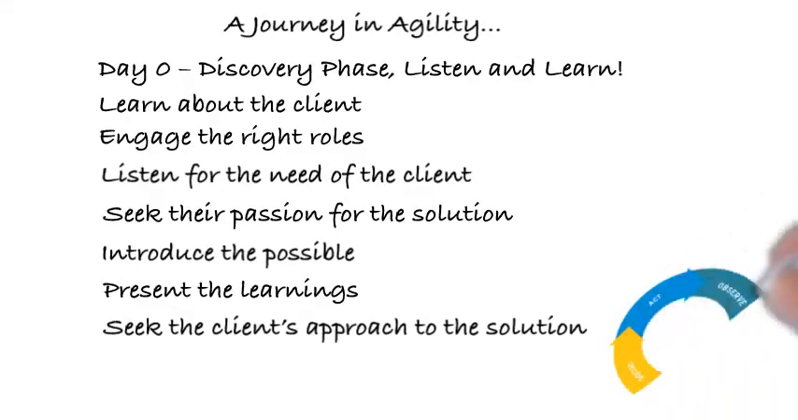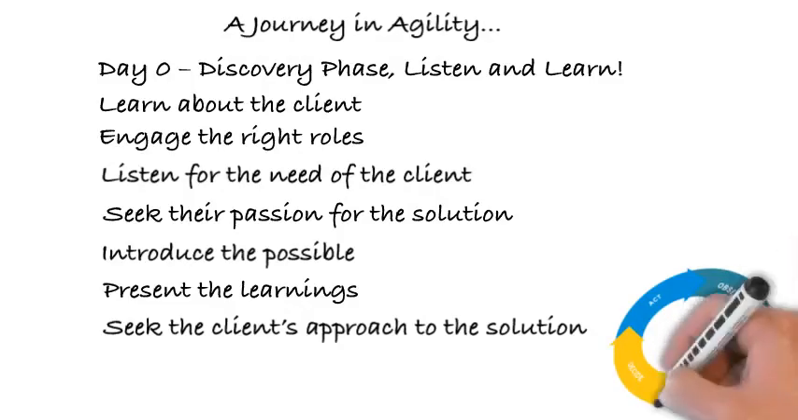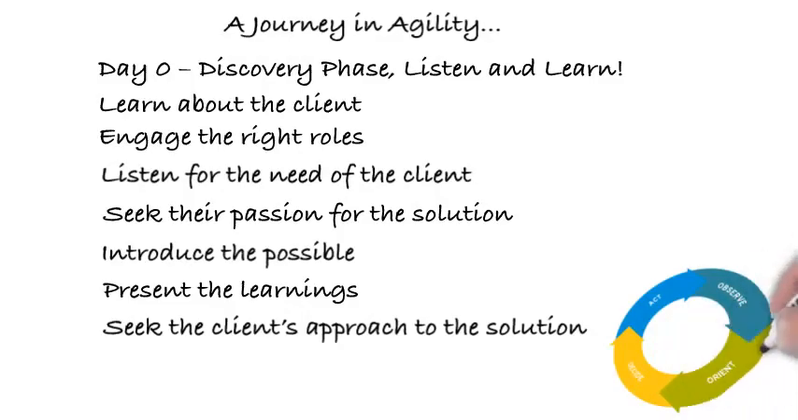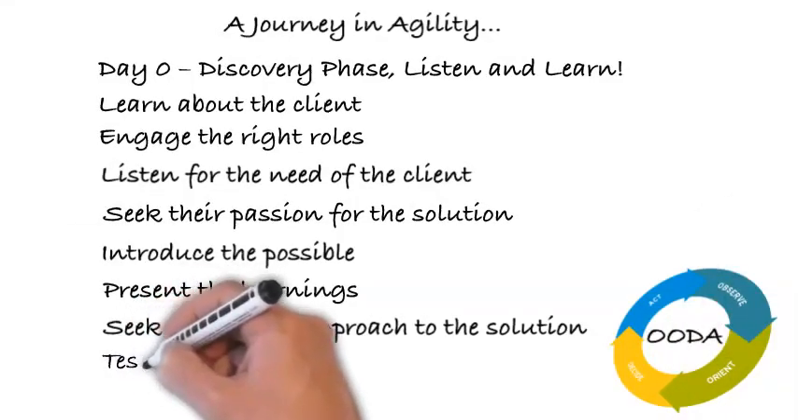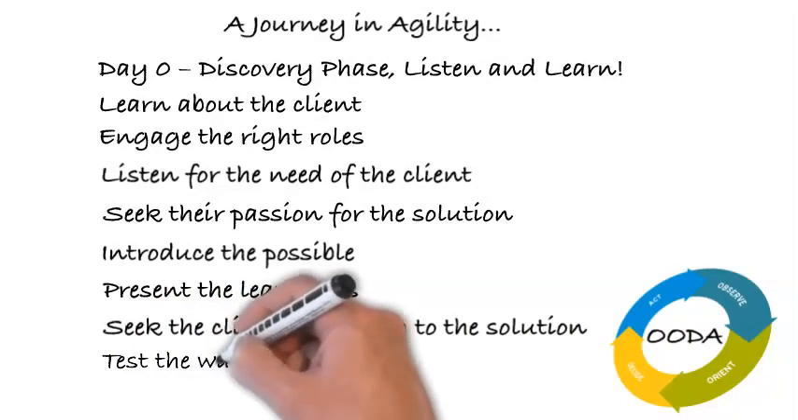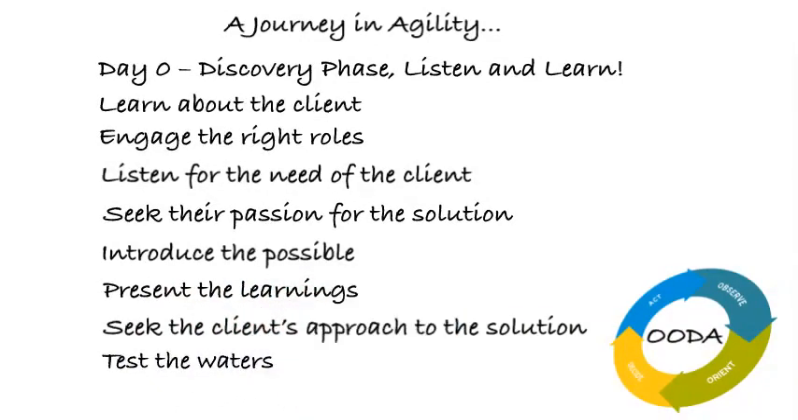The OODA loop is observe, orient, decide, and act. Now is the time to act. Test the waters. Try various approaches as small experiments. Observe the results, learn, and try again. It only makes sense to approach the Agile transformation in an Agile way.